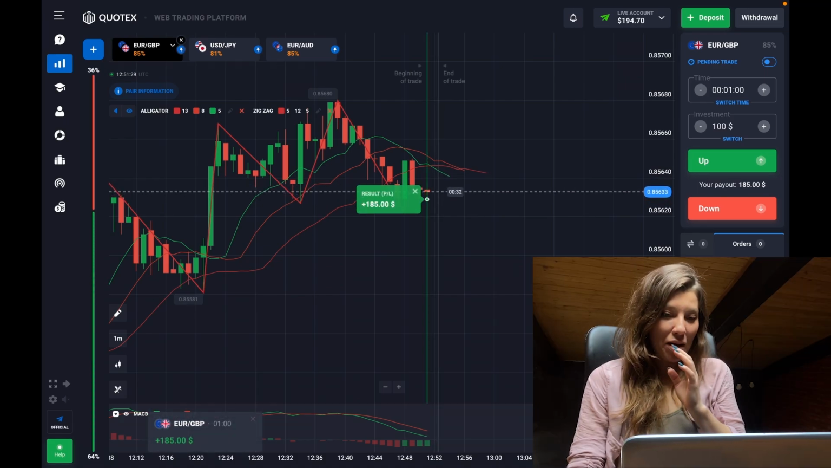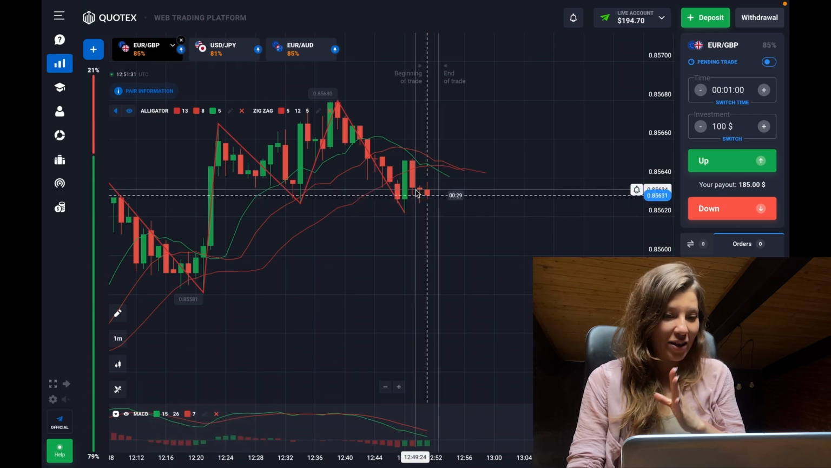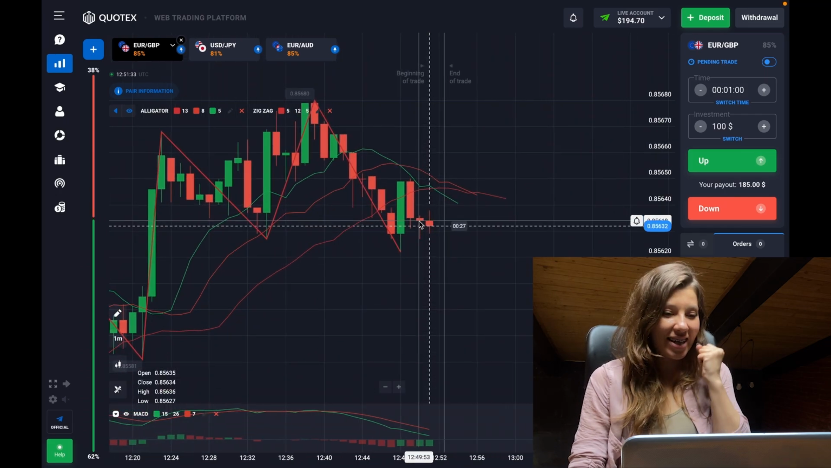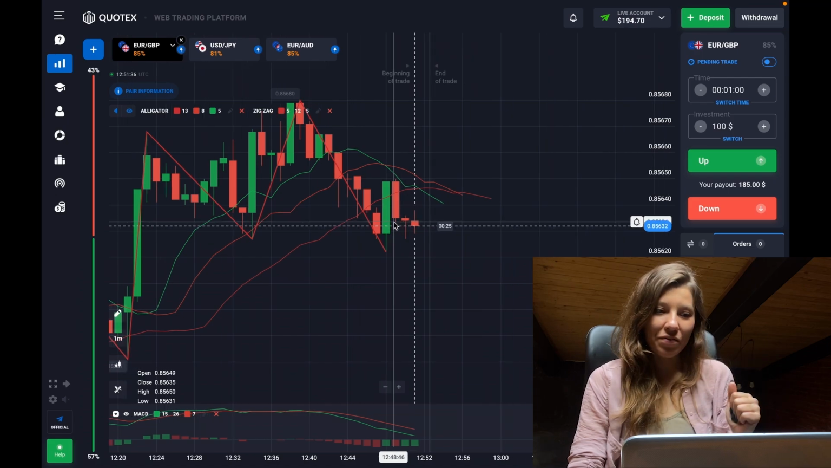Risky, risky trade, my friends. But I was right with the decision over there. Yes, it's a very interesting entry point. It's a very nice profit.